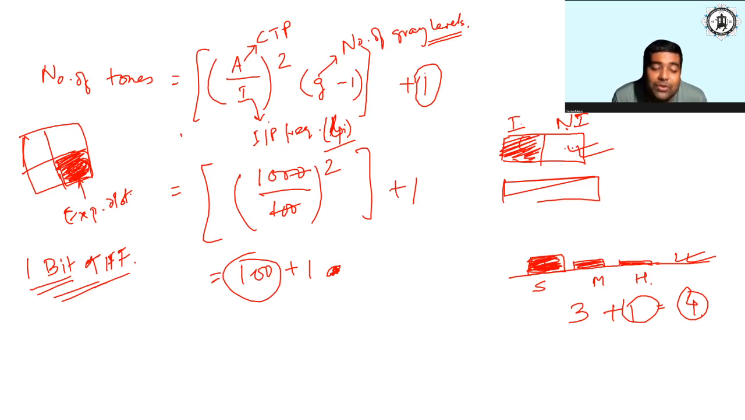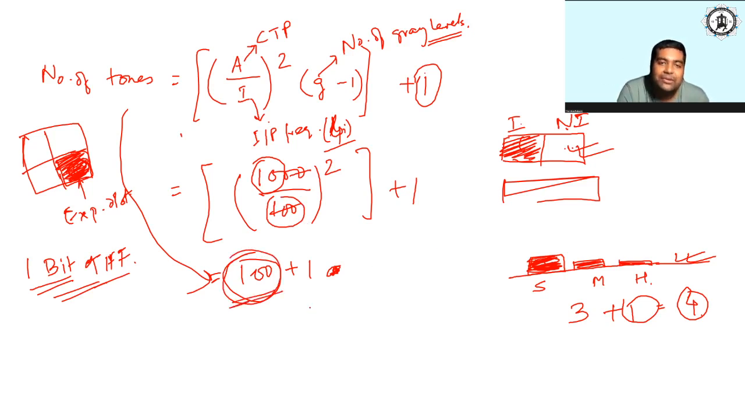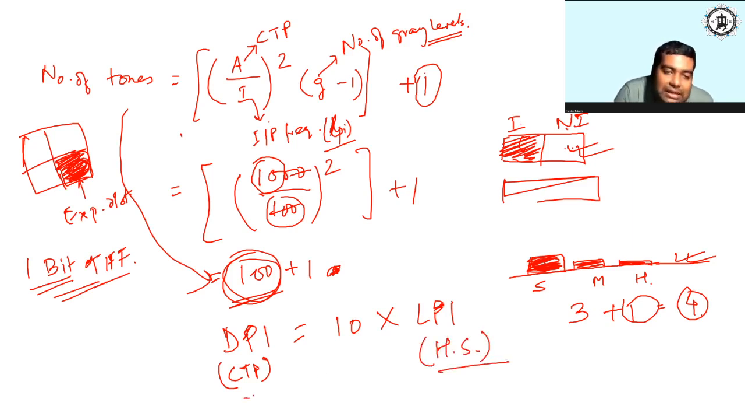Now the question is, how do I get to these 100 tones? Only when the addressable resolution is 10 times the input resolution, that is the halftone screen resolution, will the result become 100. That is why it was said that DPI should be minimum 10 times your LPI, that is, the addressable resolution for the CTP should be minimum 10 times the halftone screen resolution that you are using to screen the image with. So that concept also we come to know.